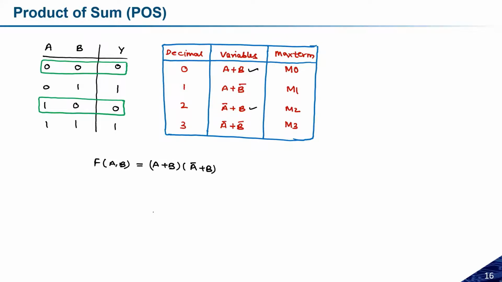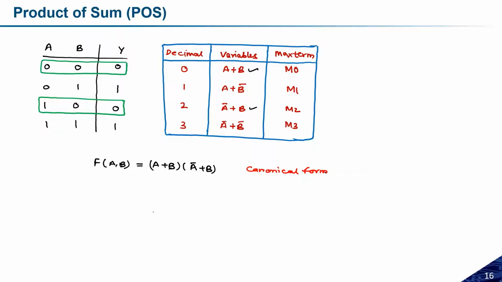If you see this representation, we can call it the canonical form. Why is it in the canonical form? Because we have two variables A and B, and all the variables are present in both the max terms. This is the max term, this is the max term, and both the variables are present here. So this representation is in the canonical form.